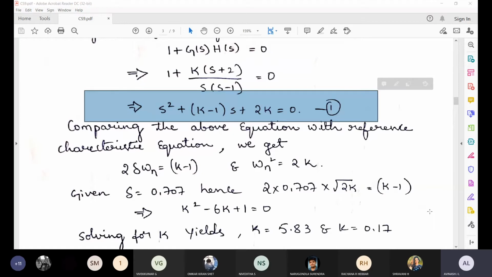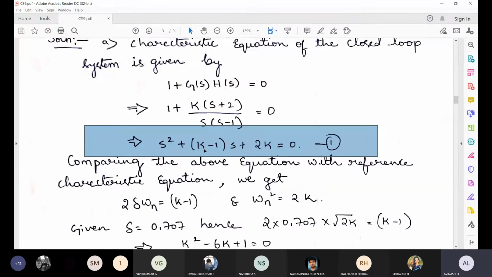Can anyone tell me, did you get this answer, all of you? So s square plus (k minus 1) into s plus 2k equal to 0. Anybody got this one, or anybody is doing this one? Okay, fine. If you are doing it, you will get this answer, s square plus (k minus 1) into s plus 2k equal to 0. This is very simple mathematics.